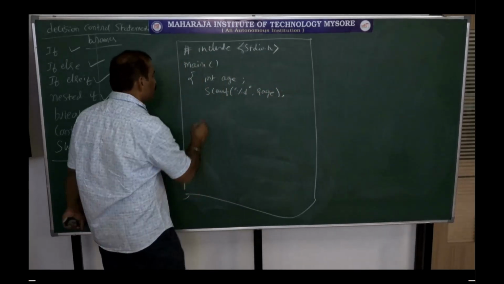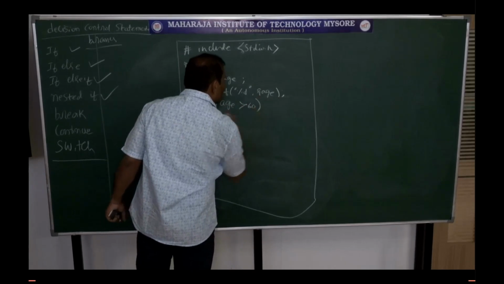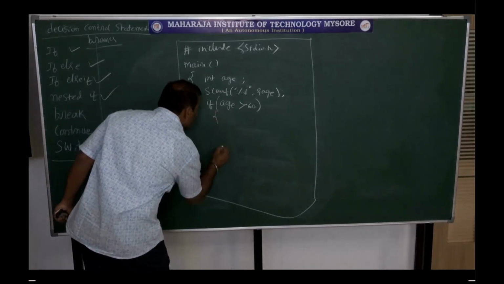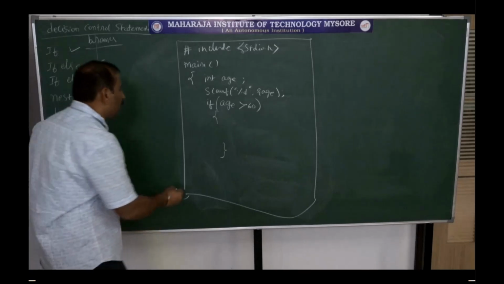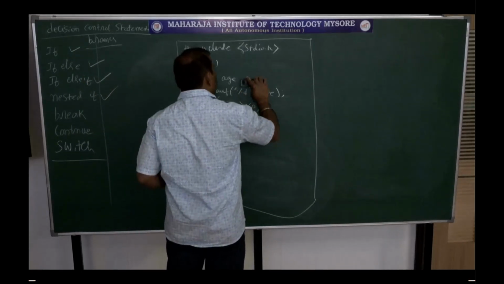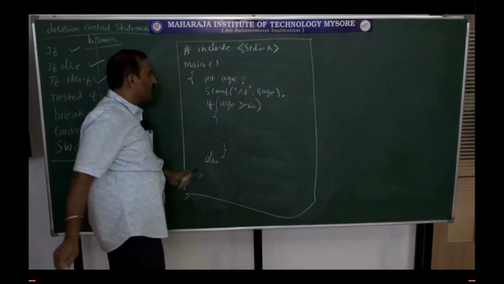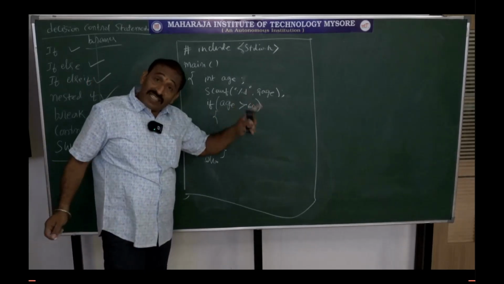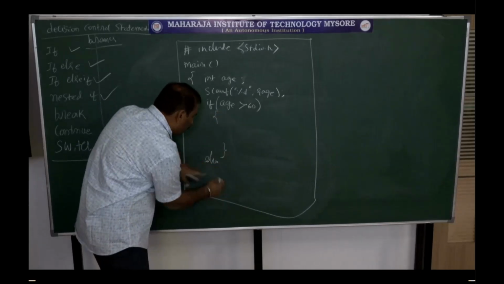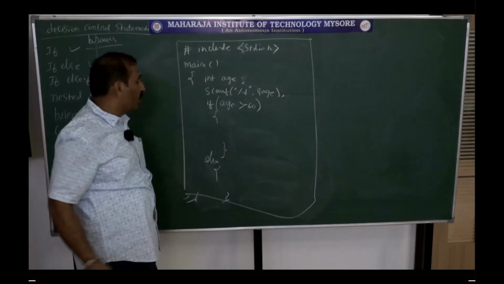I am reading the age. Now you see here, if age greater than 60, I am now printing something. Else, this also we have seen. If age is greater than 60, I am executing this. Else, it means you are less than 60, you are executing this. And you are closing this main function. Right? This is how the main total program looks like.